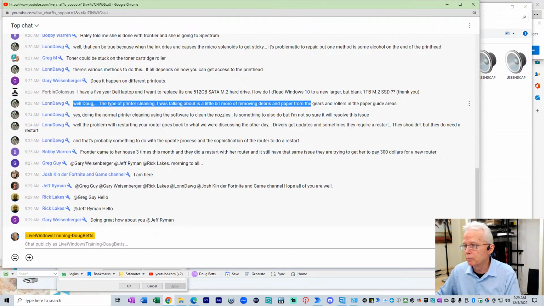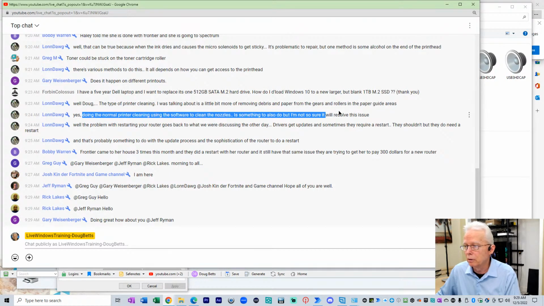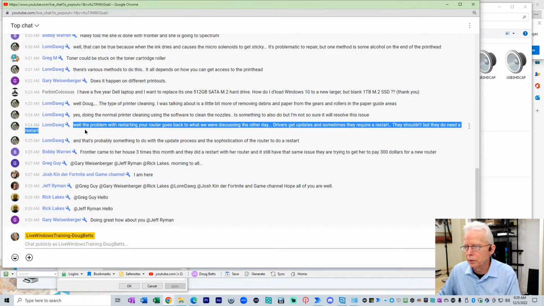Well, Doug, the type of printer cleaning I was talking about is a little bit more removing debris and paper from the gears and rollers and paper guide areas. Doing the normal printer cleaning using the software to clean the nozzles is something to do also, but I'm not sure we'll resolve this issue. Well, again, I don't think there are nozzles. I think this is a laser printer.